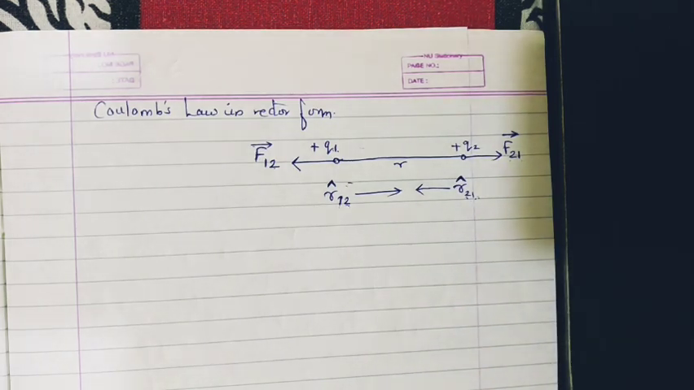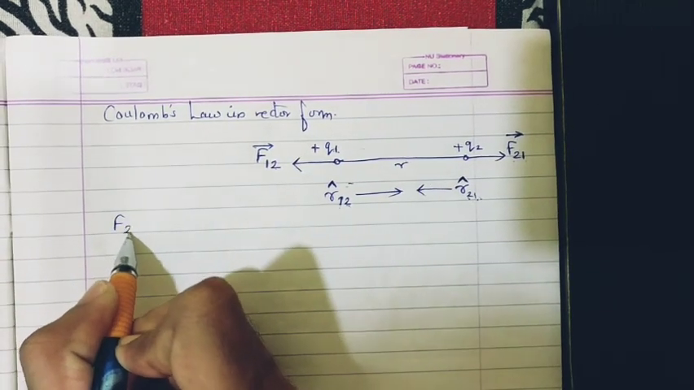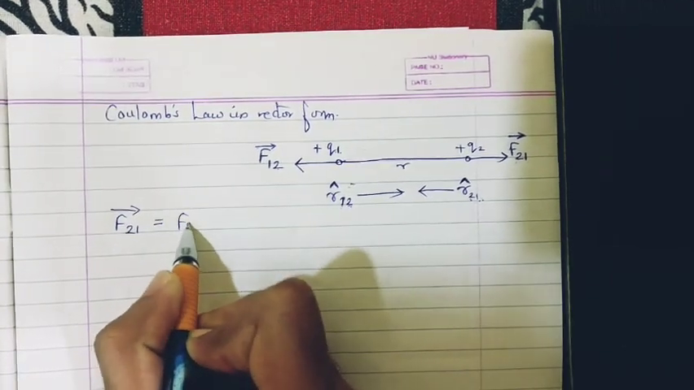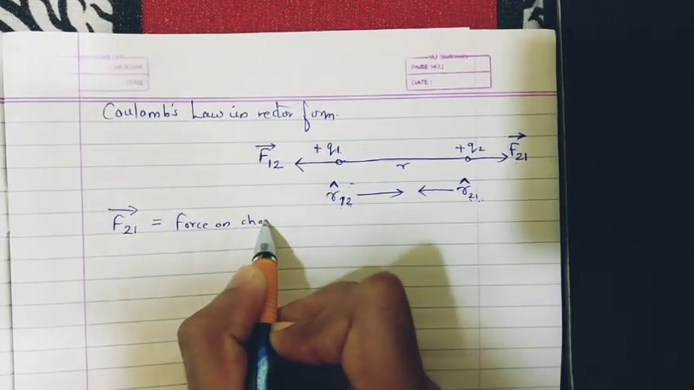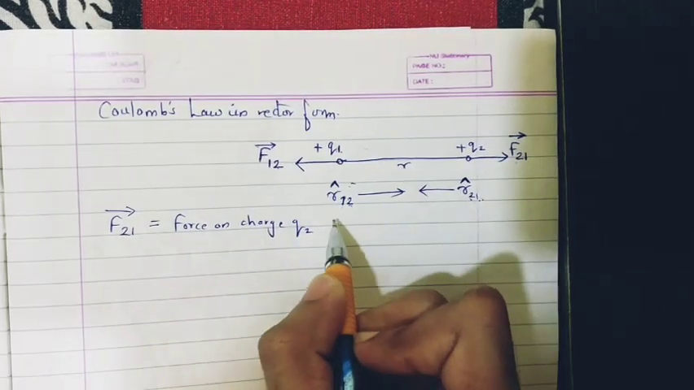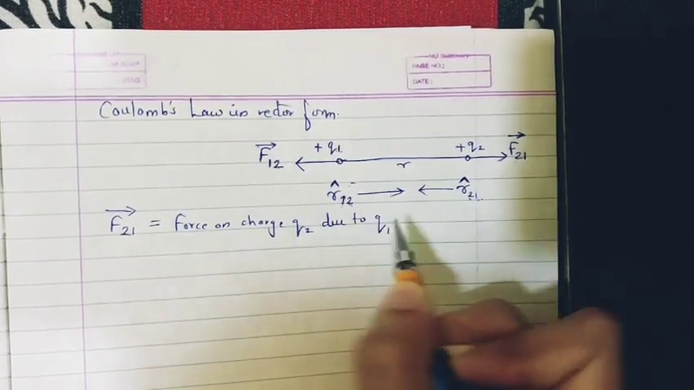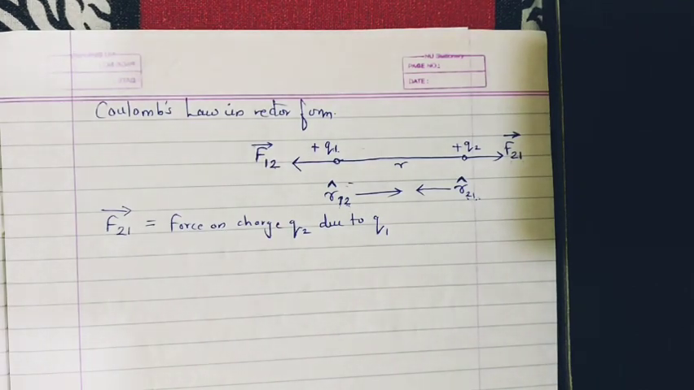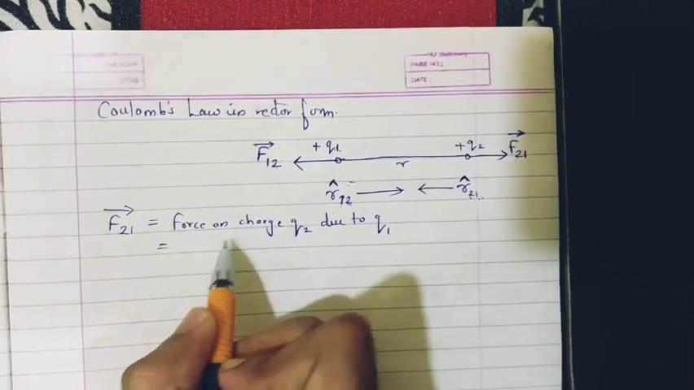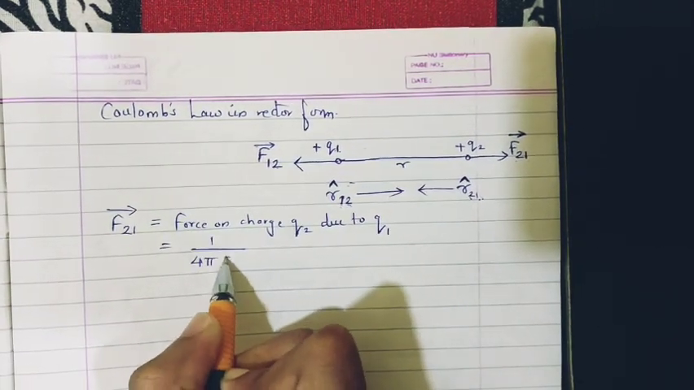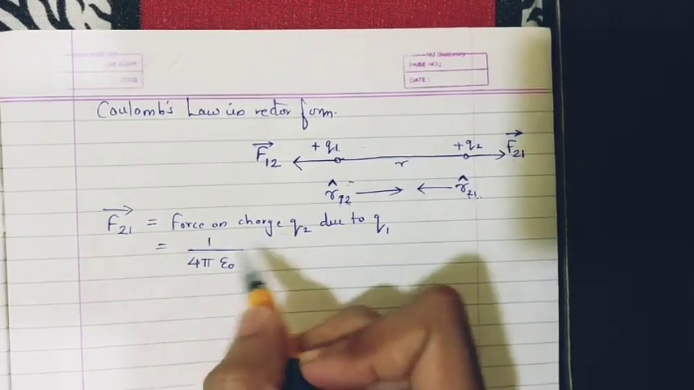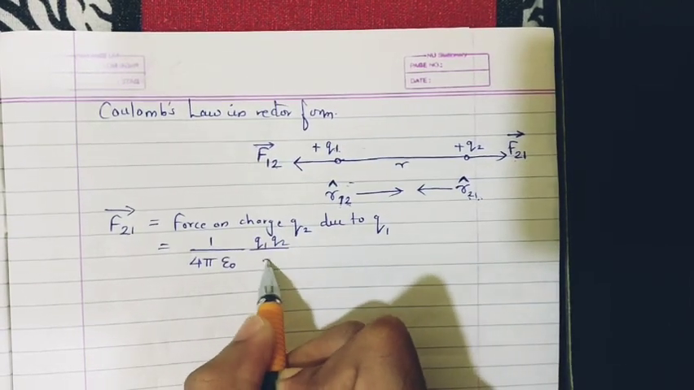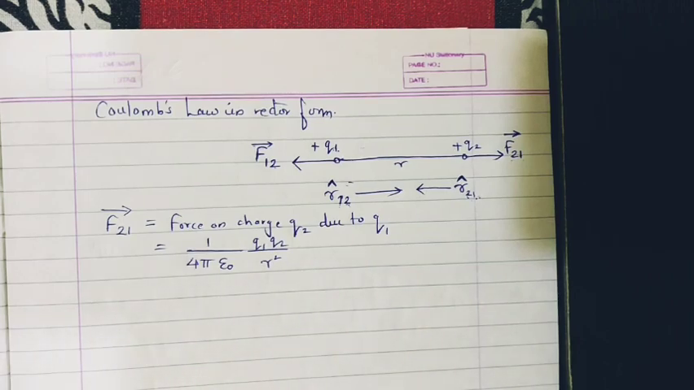Fine. Now let us write down the statement for Coulomb's law in the vector form. For your simplification, I'll write here F21, which is the force on charge Q2 due to Q1. What will be the formula for this? The formula is going to be 1 upon 4 pi epsilon naught, and we know the formula for Coulomb's law, Q1 Q2 upon r square. This is the formula in magnitude.